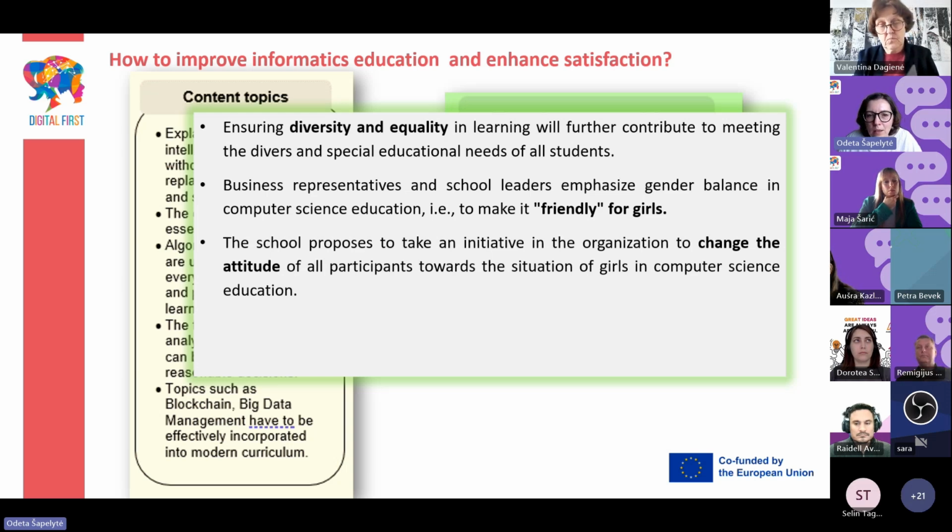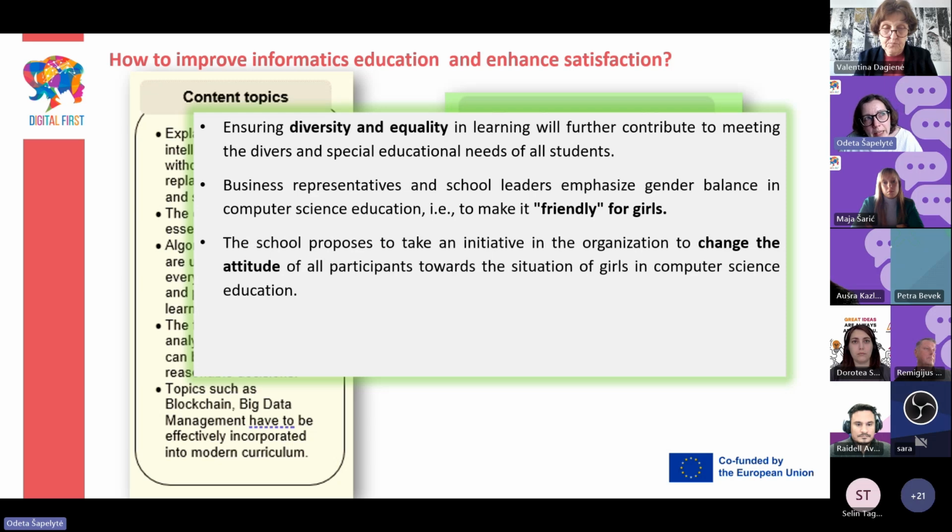So there are some content-related topics. They suggest to explain how artificial intelligence works and how it can help without assuming that it can replace their reasoning or skills. So we have to focus on this. Also on cybersecurity, on data analysis. Also we have to show our children how we can use data analysis, how we can use the results of data analysis to make reasonable decisions.